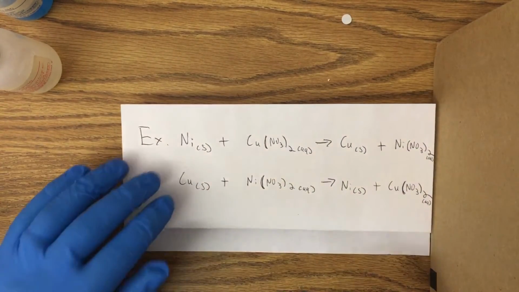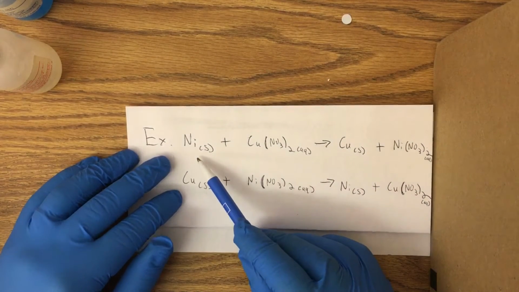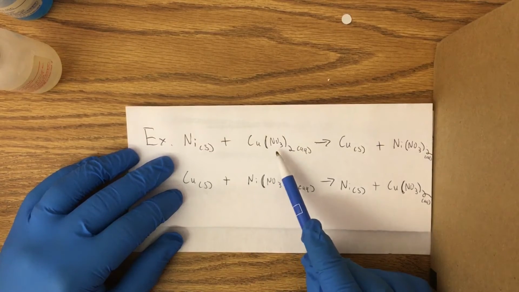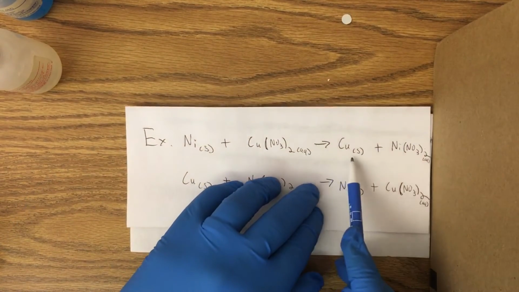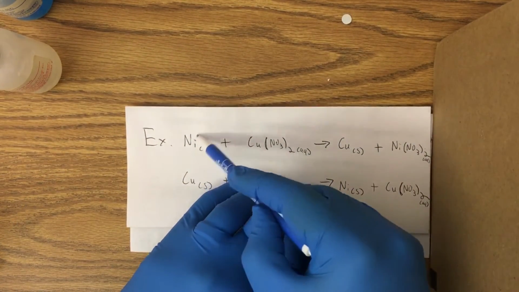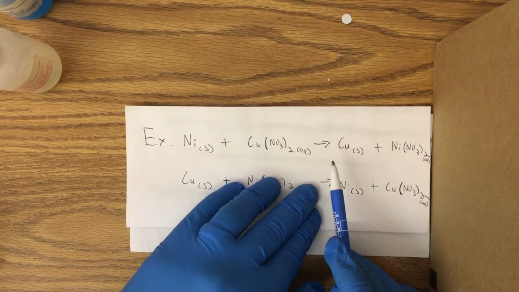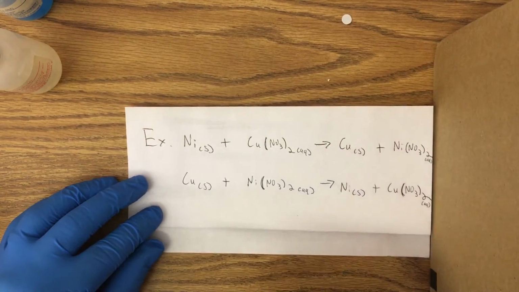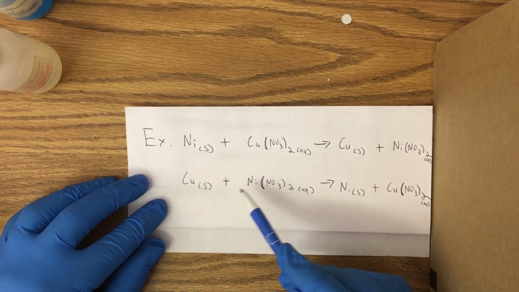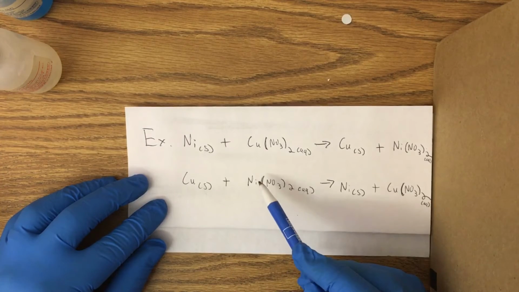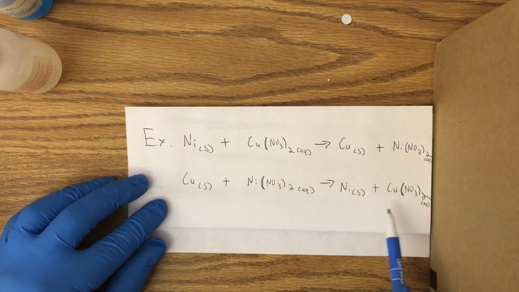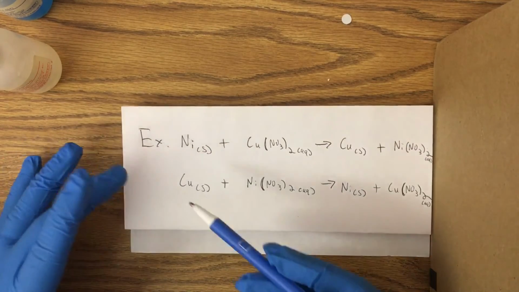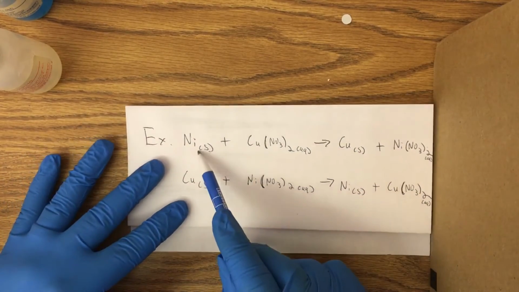So here, we have a single replacement reaction that we've written out for nickel metal reacting with copper nitrate to produce copper and nickel nitrate. Nickel's coming in and kicking out the copper. Now, this reaction can be written. We can also write the exact reverse reaction, which is copper replacing nickel in nickel nitrate to form solid nickel and copper nitrate.